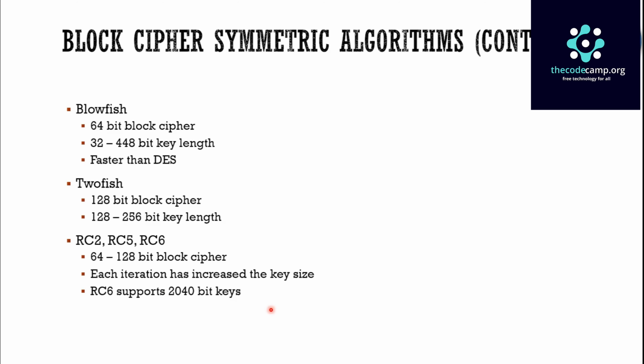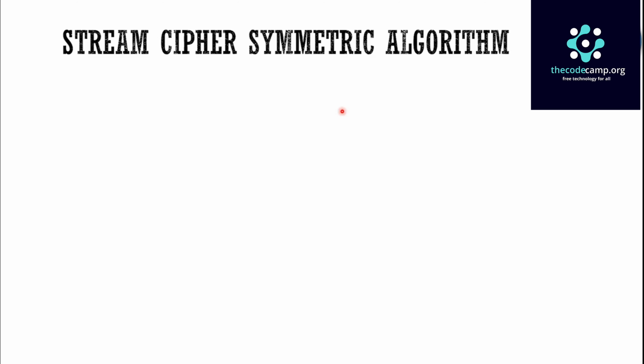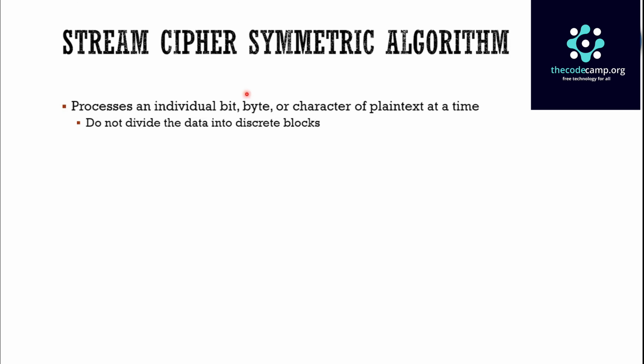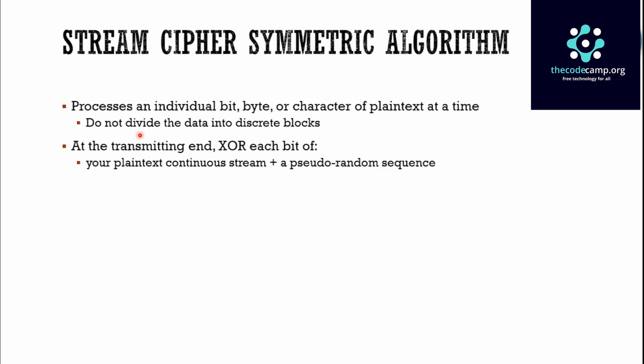We process individual bytes or bits or characters at a time. We don't divide the file into chunks. Instead, it's one bit or byte at a time. As we're transmitting, we will XOR the bits. We'll take a continuous stream of the unencrypted file, whatever it is, and then we'll also, at the same time, generate what's called a pseudo-random sequence.